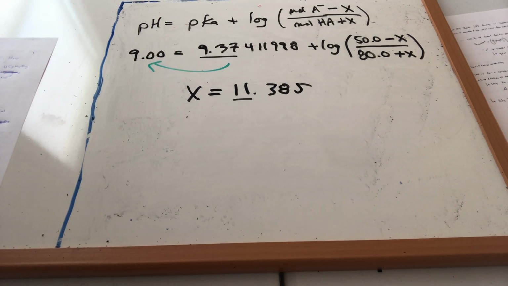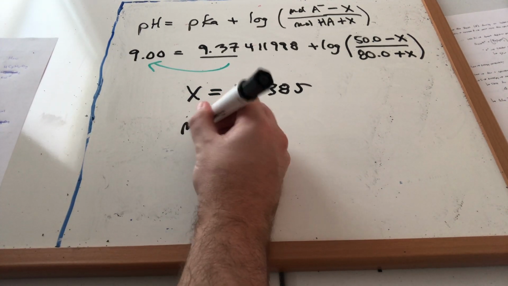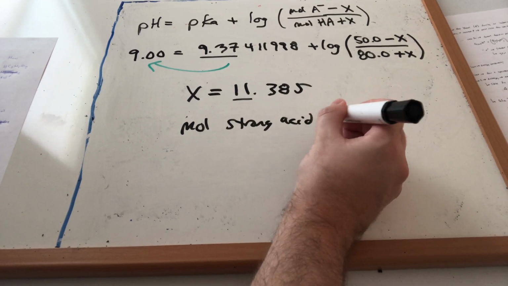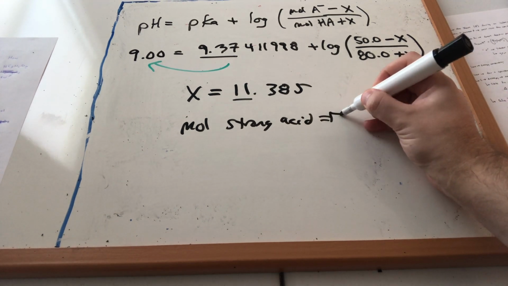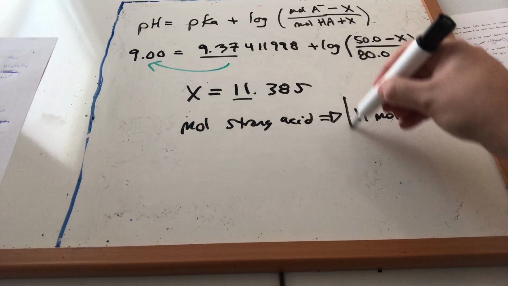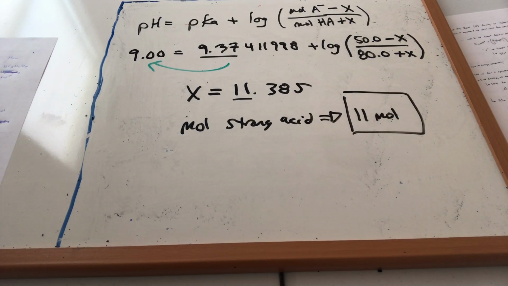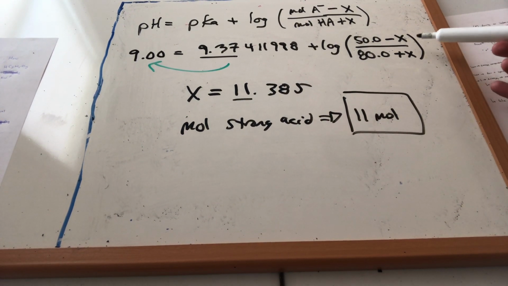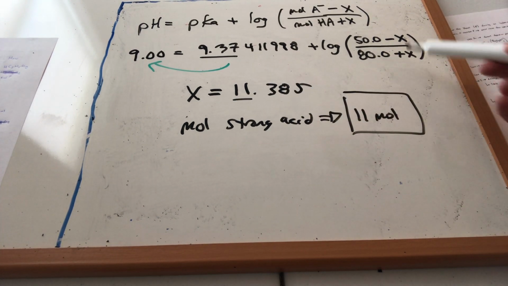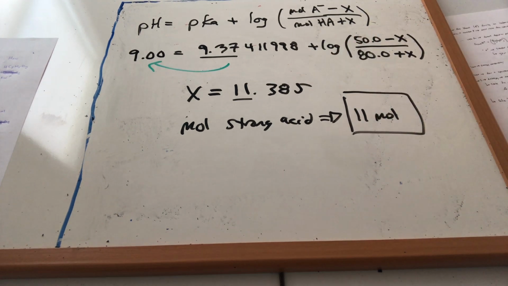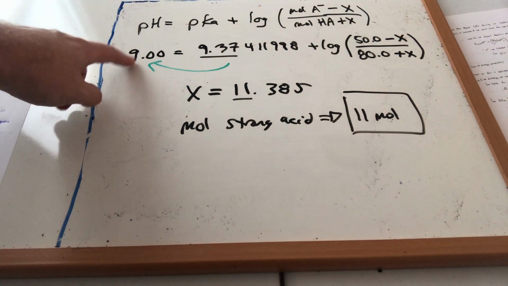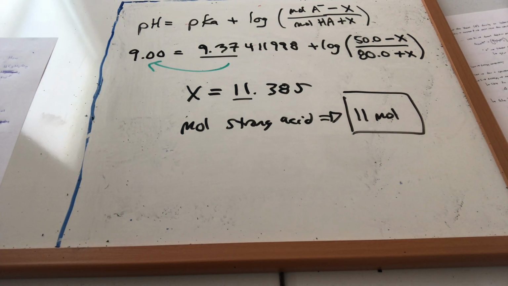Solve for this x. So the final answer is the moles of strong acid to the correct number of significant figures. It looks like we have to put in 11 moles, right? We have to put in 11 moles. So if you go back up here, we dump in 11 moles of strong acid. This becomes 91.385. This is 50 minus 11.385, right? These values change, and that's why we get a new pH for this buffer.